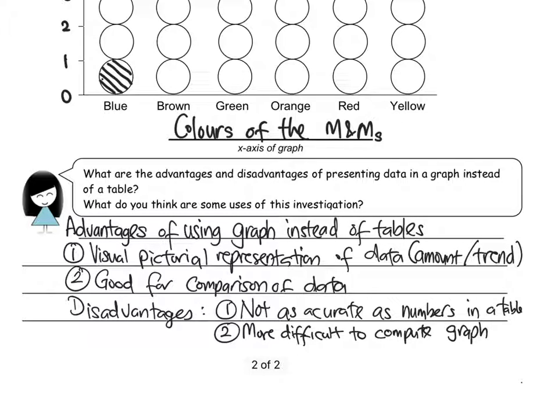That brings us to the disadvantage: the graph itself is not as exact. If you want the exact number, you need to compute it. You need to compare the height of the bar with the y-axis to find out the number of M&Ms. Because it's all graphical, it is much more difficult to compute in a graph format.